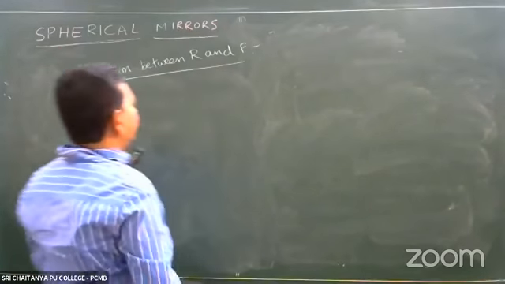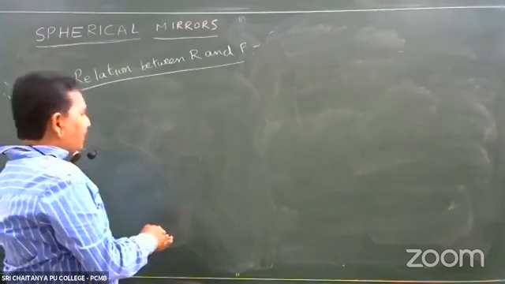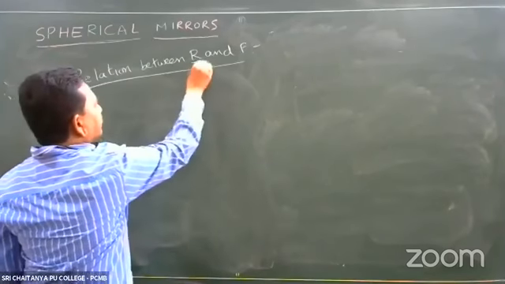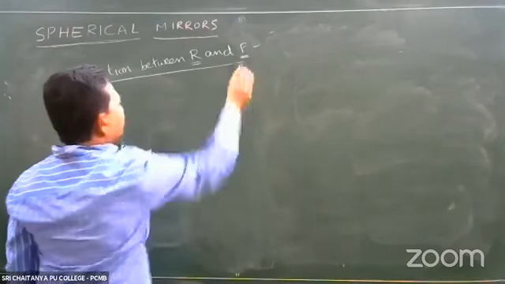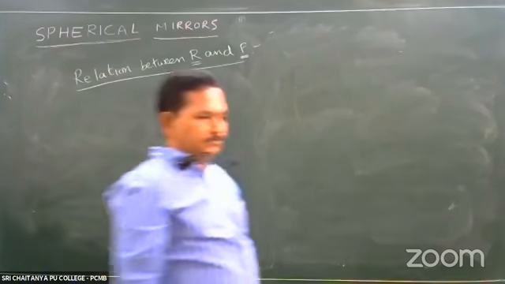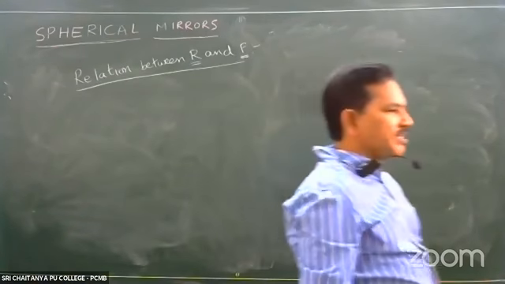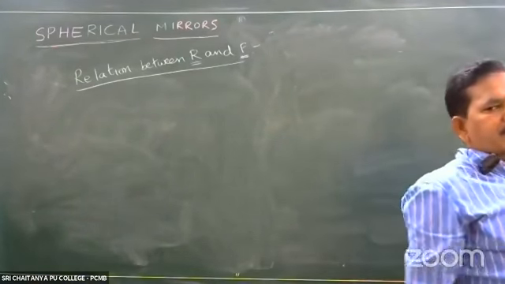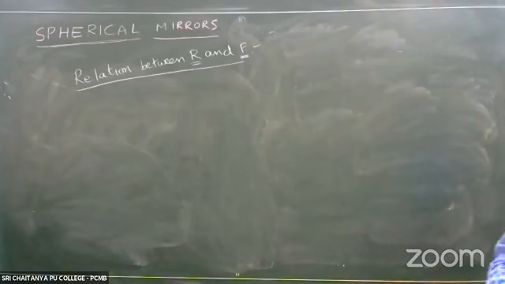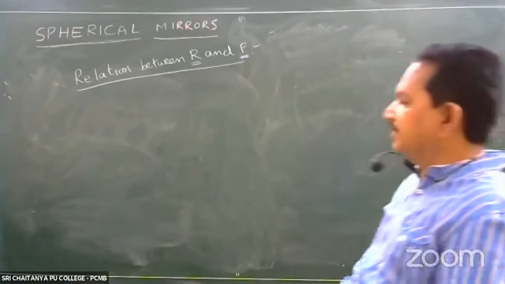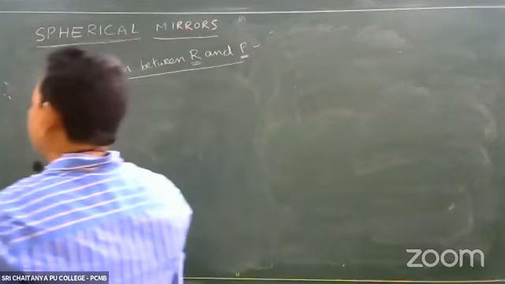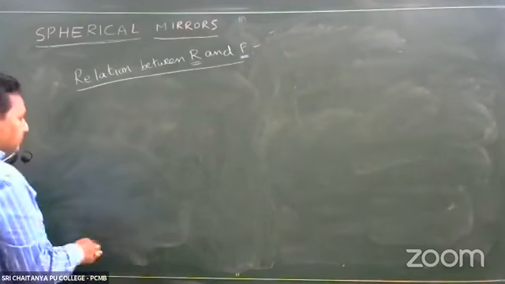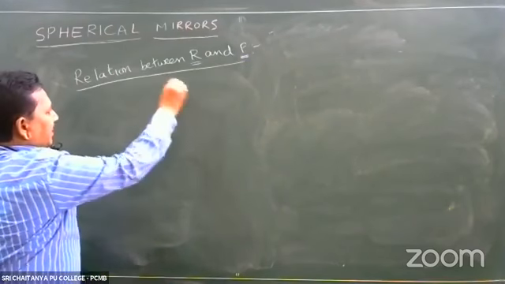Relation between radius of curvature and focal length. This is important for board exams and also for competitive examinations. Let us try to derive the relation. We will take a concave mirror.